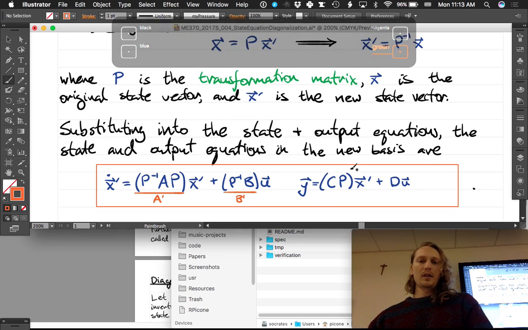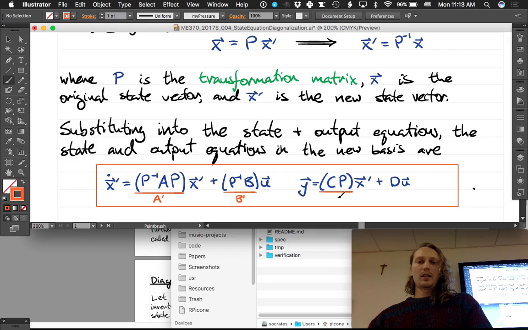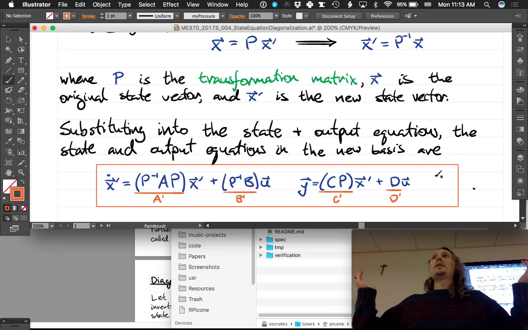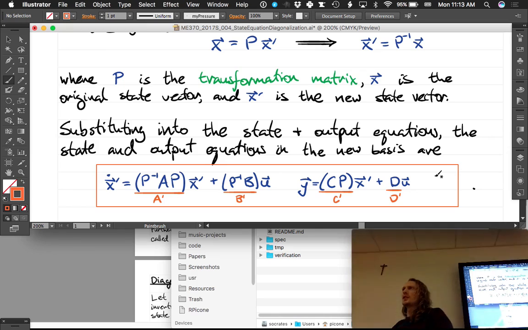So if I cared to, I could call this the C prime matrix, and this I could call the D prime matrix. Notice that D prime is just equal to D. So only the A, B, and C matrices change at all. Okay. So that's pretty straightforward, right? I don't know. Do you guys have any questions on that?